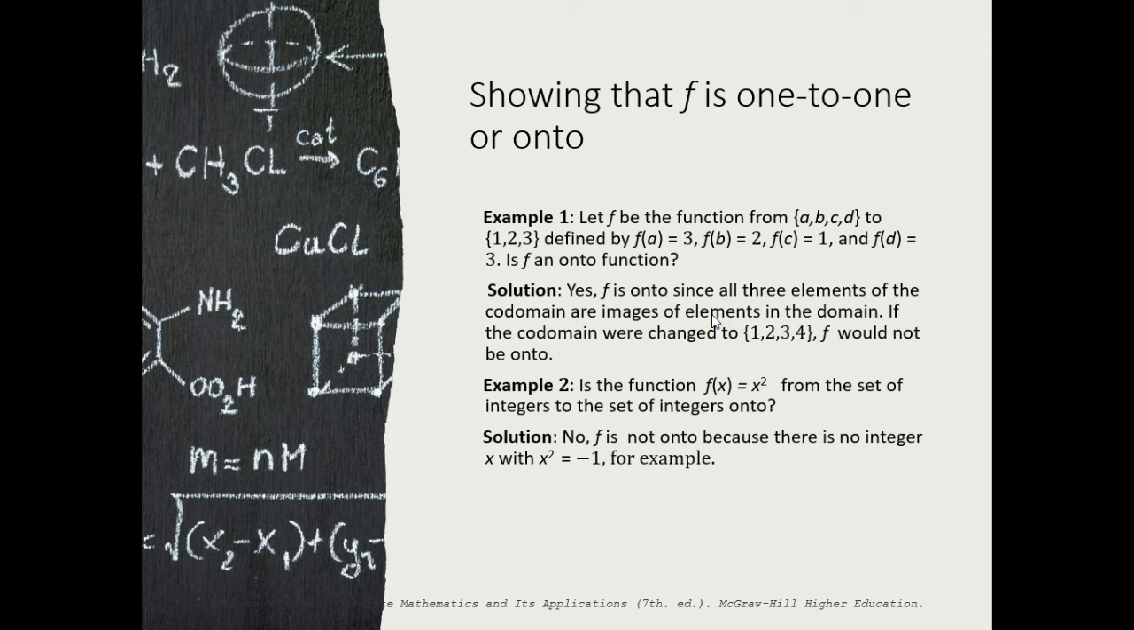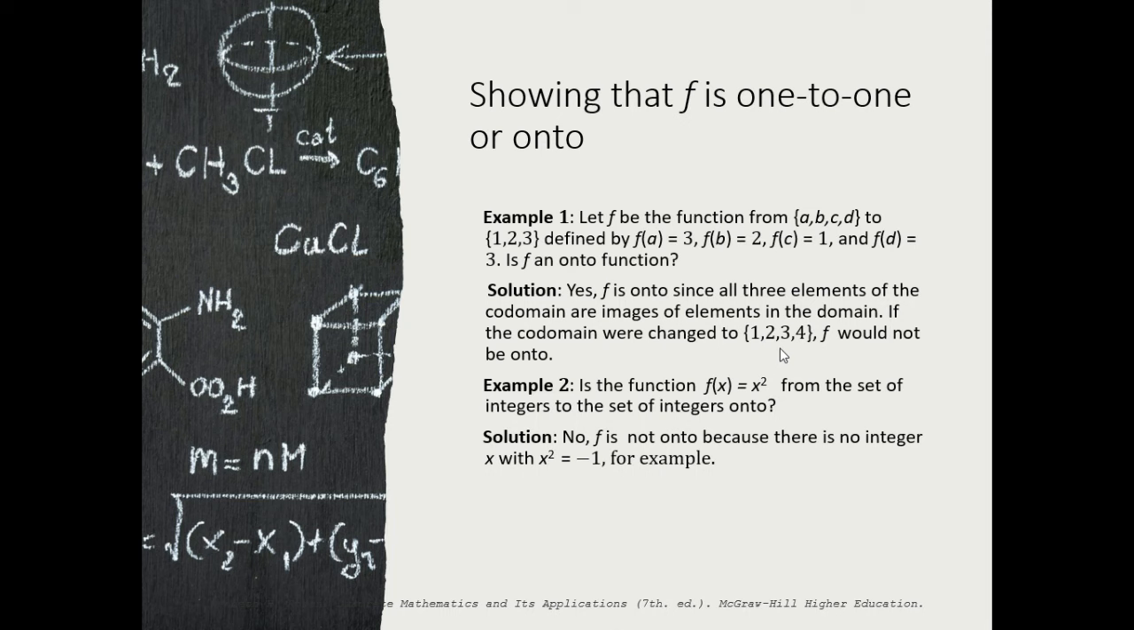So therefore this function f is onto. But if we change the codomain to {1, 2, 3, 4}, then we will find that 4 is not an image of anyone, and therefore the function is not onto. So again, for a function to be onto, every element should be an image of some element in the domain.